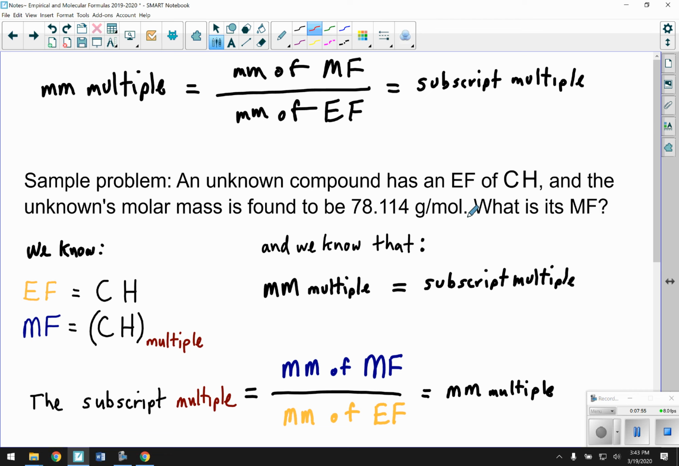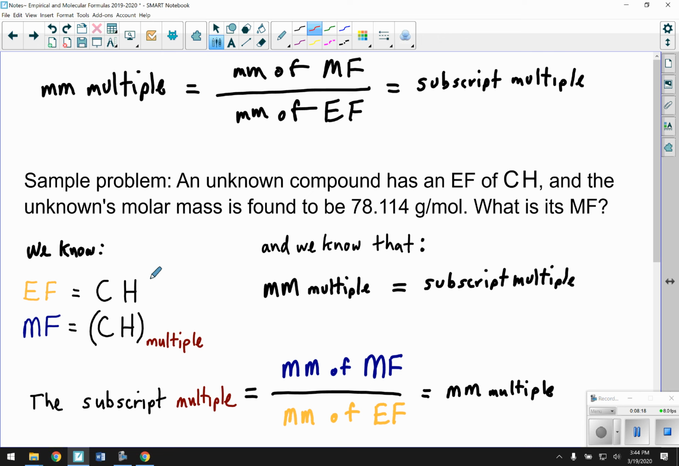We can know a compound's empirical formula from moles, mass, or percent, and in the world of chemistry, it's pretty easy to find a compound's molar mass if you have the right equipment. So what do we know? My empirical formula, and again, I'm modeling for you how I like to do these. I write down what my empirical formula is.